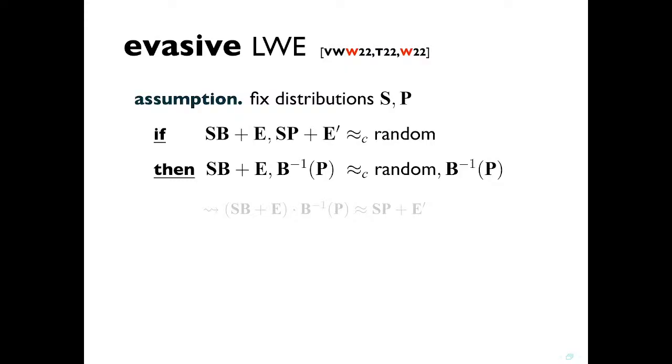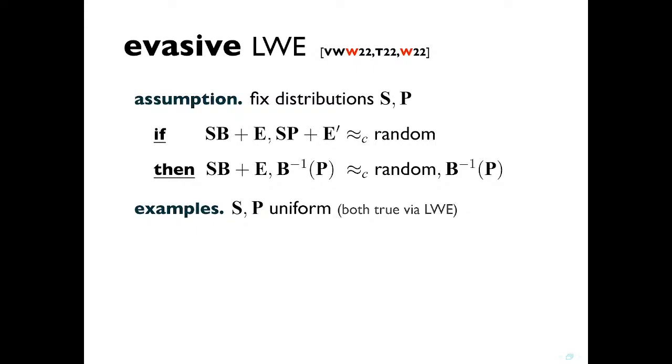And in particular, this precondition basically avoids the zeroizing attacks, which correspond to the setting where, when you multiply these two together, you get a small value, which is not pseudo-random. Okay. So that's the evasive LWE assumption. One simple example is when S and P are both the uniform distribution, then you can prove both the pre and the post condition from the LWE assumption.